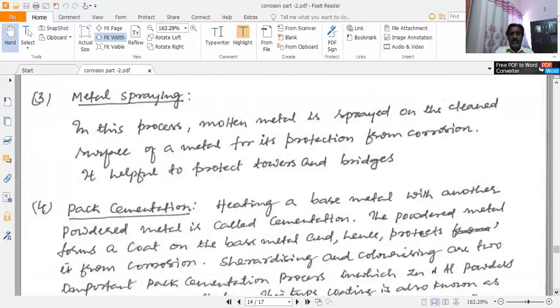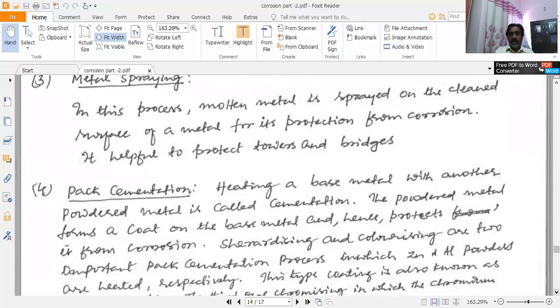Next one is packed cementation. Here, heating a base metal with another powdered metal is called cementation. The powdered metal forms a coat on the base metal and hence protects it from corrosion.